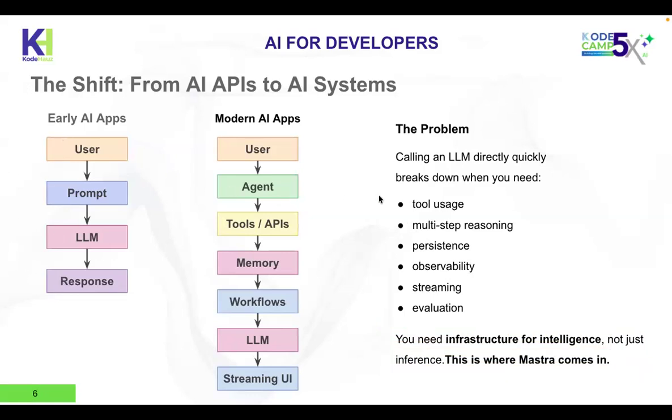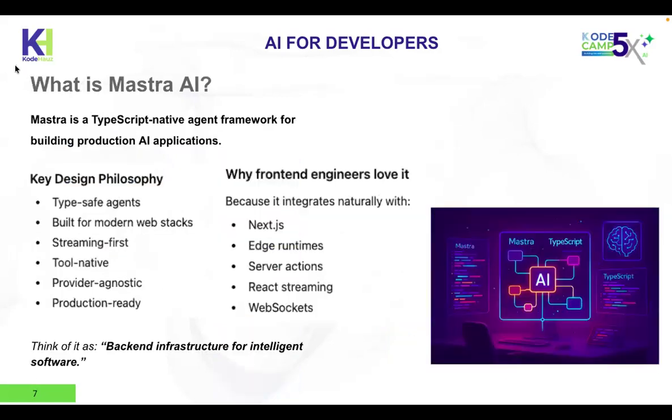The fact that you are able to do that. So what is Mastra AI? Mastra AI is an agentic framework, basically, for building production grade AI apps. So the key design philosophy there is agents. It starts with agents, right? Because, well, you don't need to go do everything again. So agents are first class objects. They are type safe, right? And it's built for modern web stacks, rather.